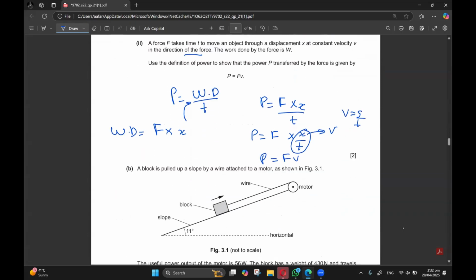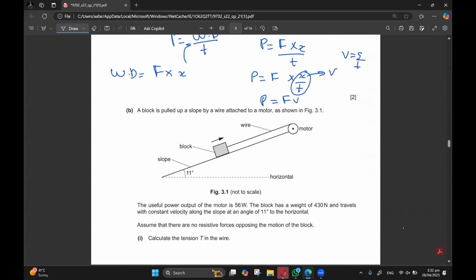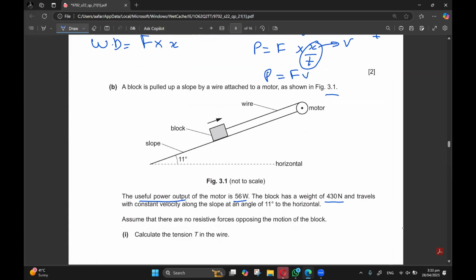A block is pulled up a slope by a wire attached to a motor, as shown in figure 3.1. The useful power output of the motor is 56 watts. The block has a weight of 430 Newton and travels with constant velocity along the slope at an angle of 11 degrees to the horizontal. Assume that there are no resistive forces opposing the motion of the block. So it's basically a smooth slope. Calculate tension T in the wire.